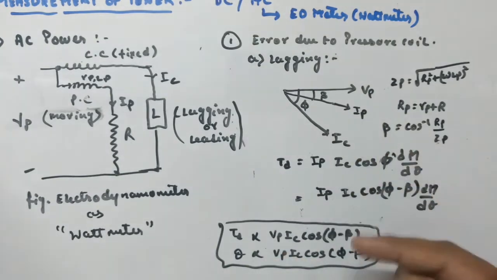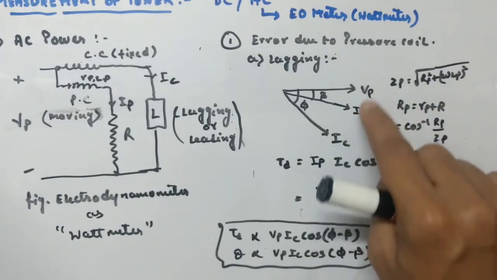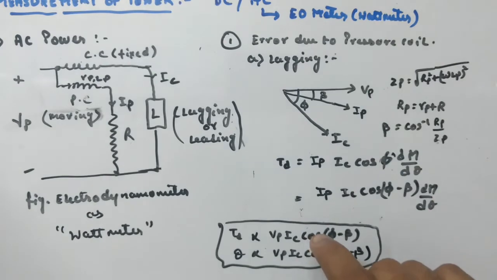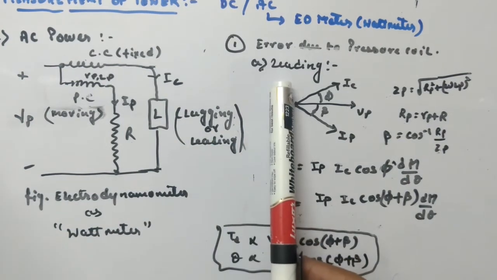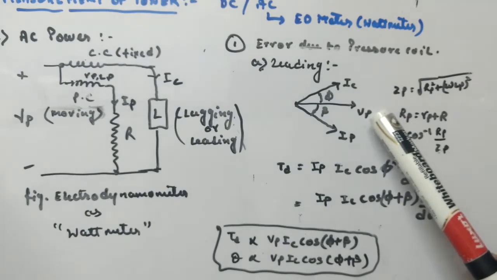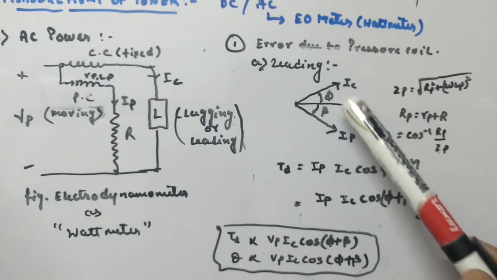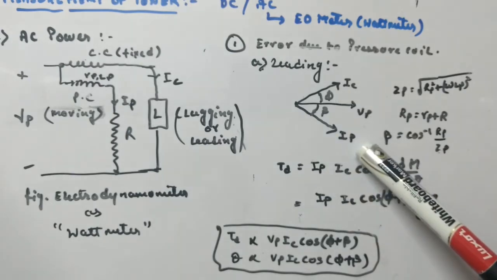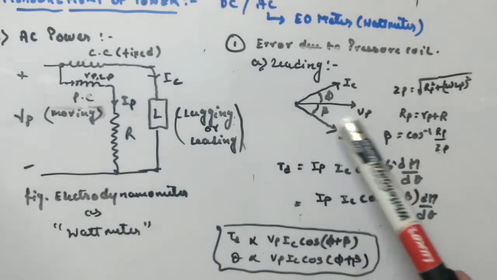Now we can see for leading power factor. The phase lag will be between IP and Vp only. In case of leading power factor, your IC will be above Vp, that is, the current across the load will be above Vp since it is leading by phase phi, whereas IP will be the same because there is no change in this circuit, so it will lag by beta.